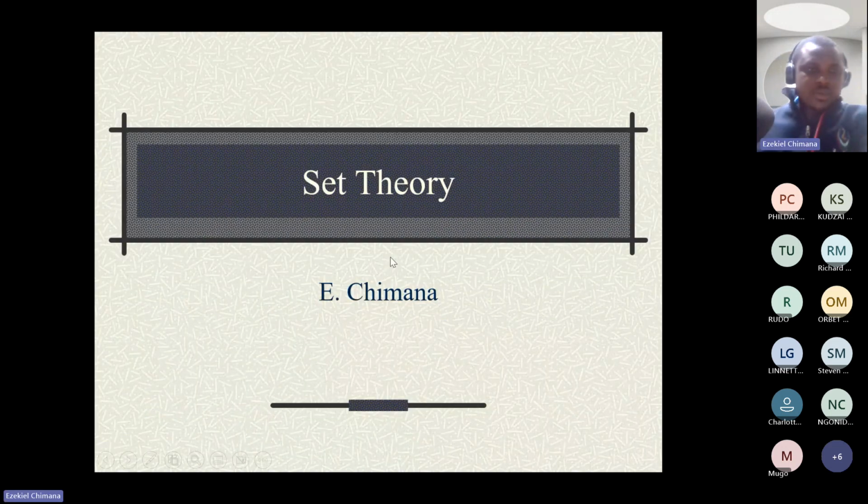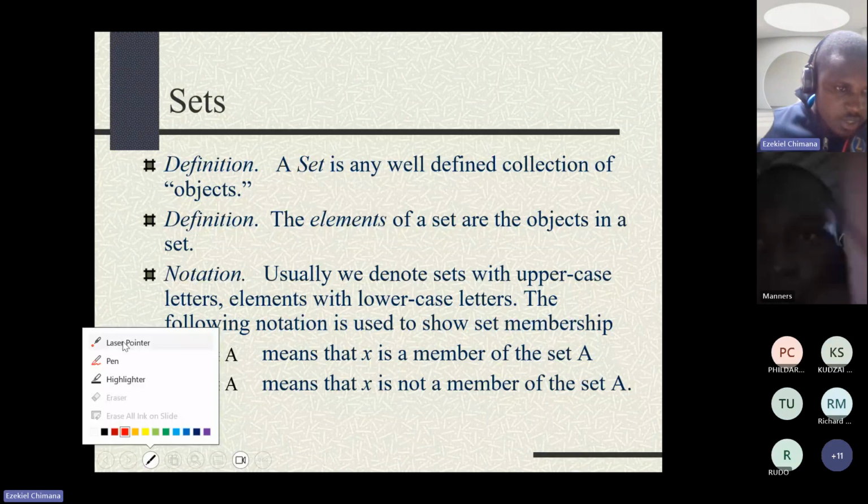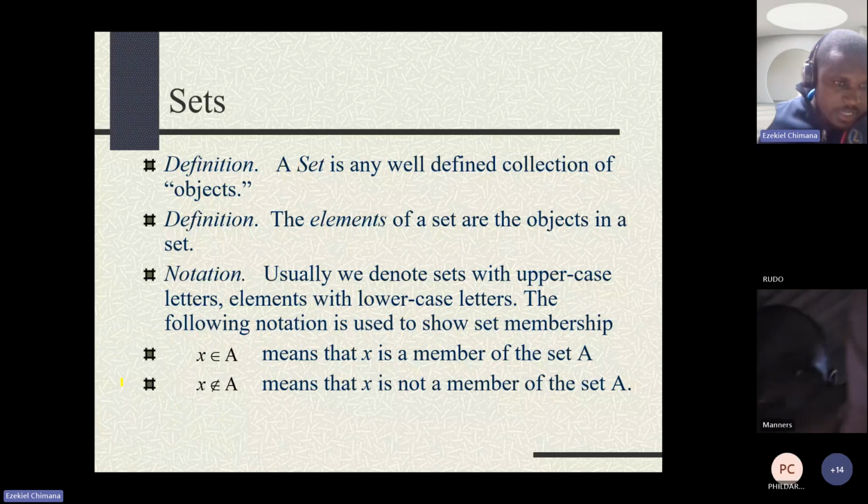Let's look at set theory. I just need maybe a highlighter. Okay, this one we do.